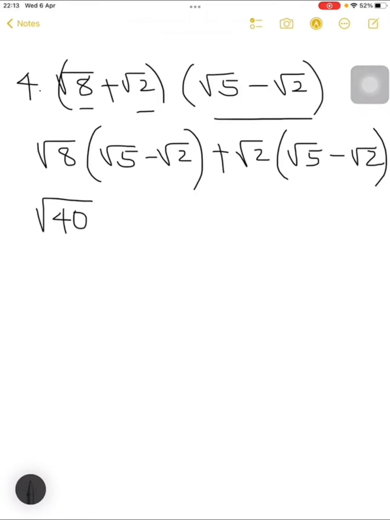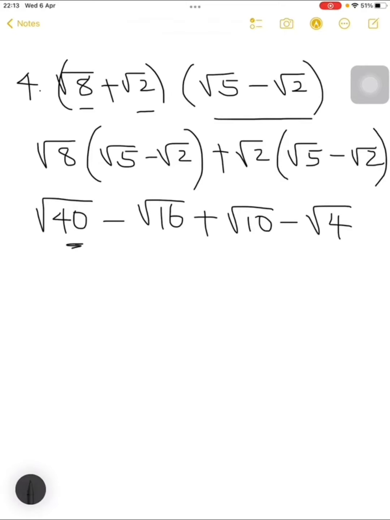Root 40. If you are just following the way I'm doing the others, you will understand why I have root 40, because the 8 and 5, the two of them are under a square root, and therefore you can put the two of them under one square root and multiply them. Minus root 16 plus root 10 minus root 4.